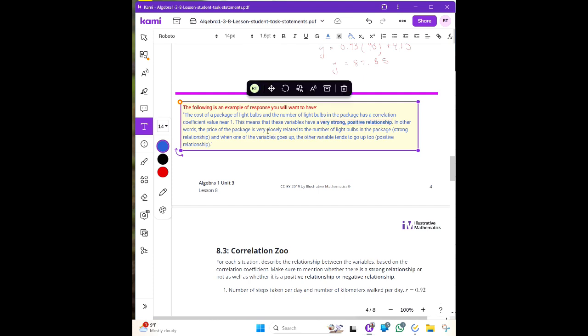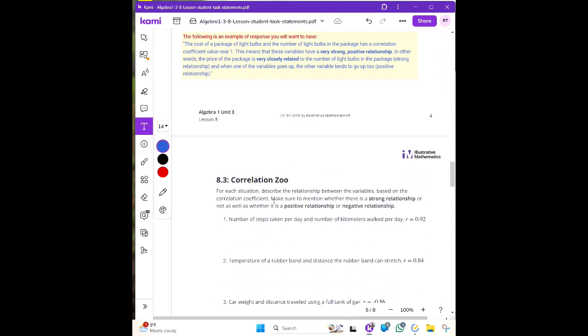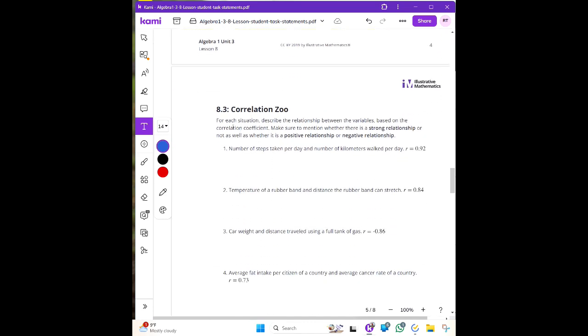In other words, the price of the package is very closely related to the number of light bulbs in the package. That's going to be a strong positive relationship. And when one of the variables goes up, the other variable tends to go up too, and that's going to be a positive relationship. So that's the kind of response that you're going to want to have for these down here. So for the correlation zoo, for each situation, describe the relationship between the variables based on the correlation coefficient. Make sure to mention whether there is a strong relationship or not, as well as whether it is a positive relationship or negative relationship. And that's basically just what I went over.